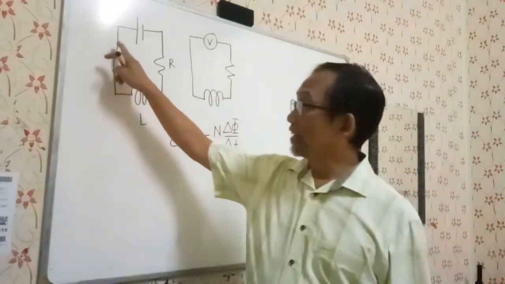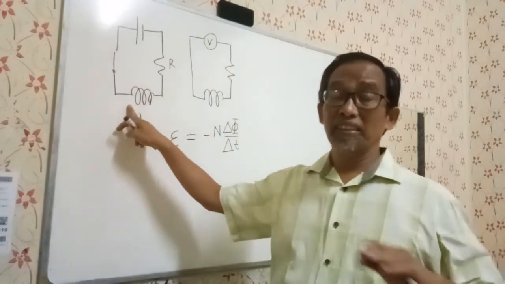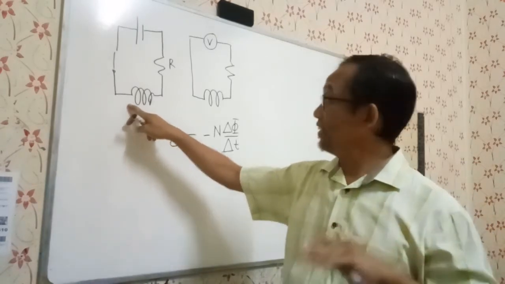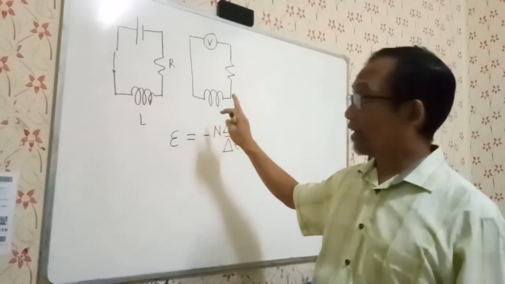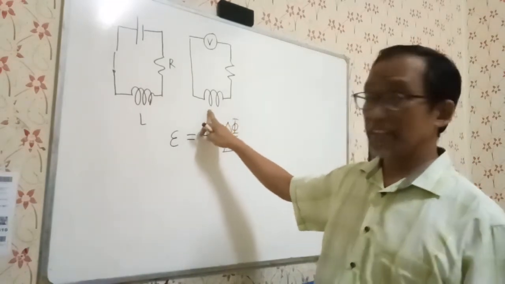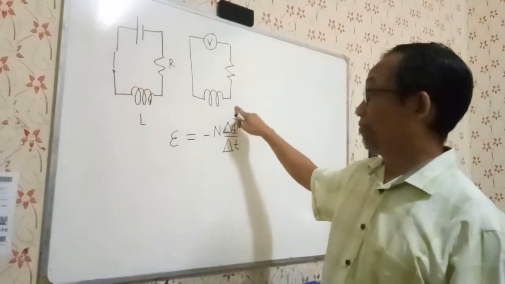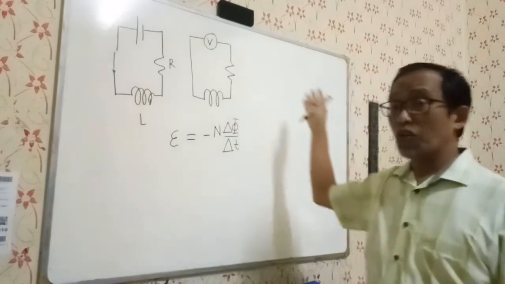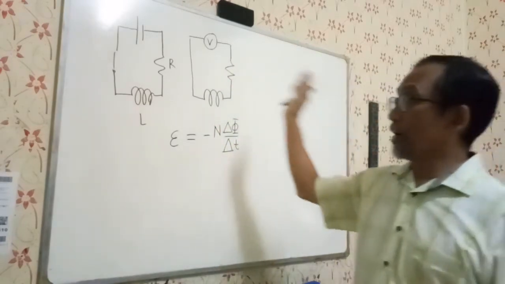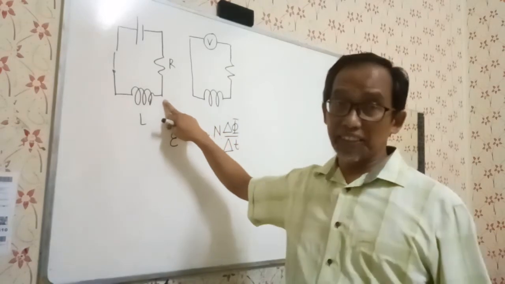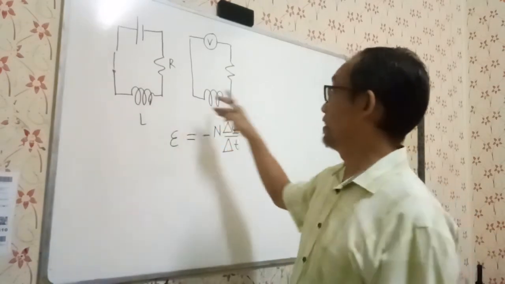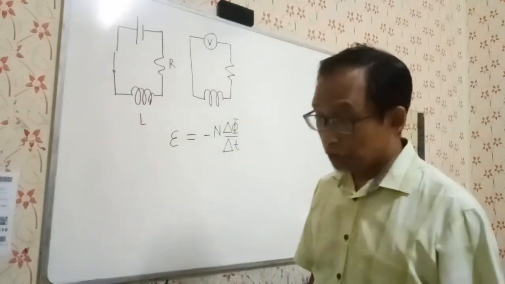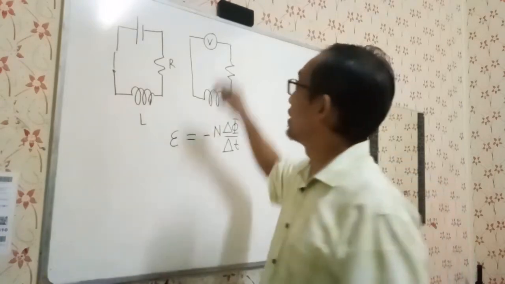And the current will rise until it reaches a certain value, and when it stops rising, there will be no more EMF and current induced in this coil. So the voltage meter will rise only for a short while. When the current is stabilized in here, the magnetic flux stabilized in here, there will be no more EMF generated. So that is not quite useful.